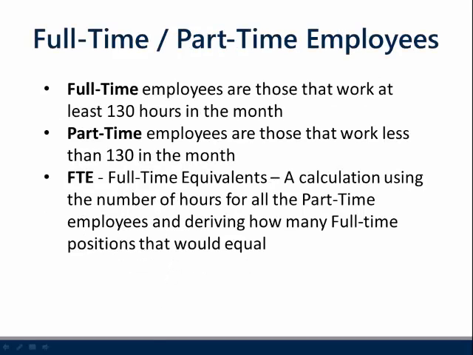Let's start with full-time and part-time employees. A full-time employee has been defined by the ACA as those employees who work at least 130 hours in a month. Part-time employees are those employees that work less than 130 hours in a month. Full-time equivalence is a calculation that uses the hours of the part-time employees to derive how many full-time positions that would equal.